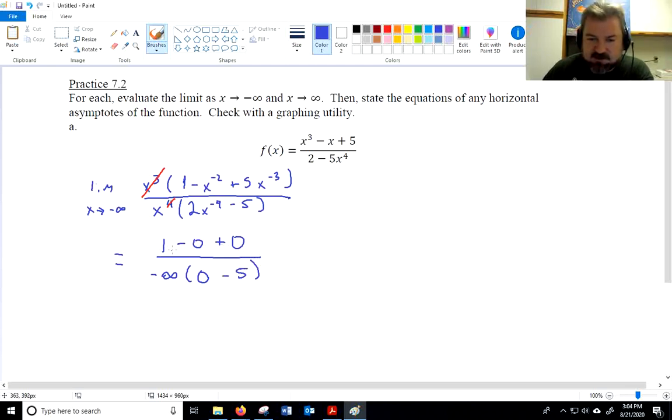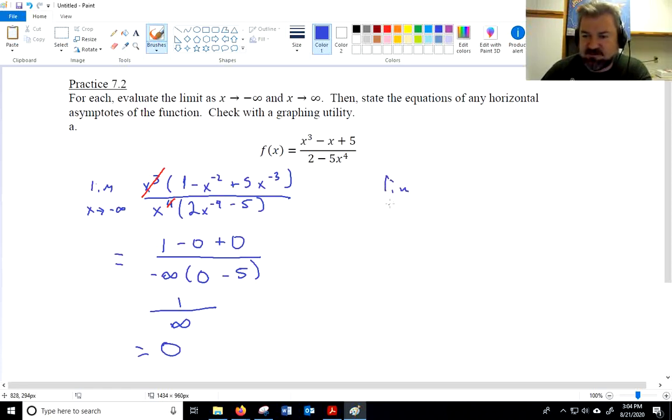All right, so what does this become? 1 over negative infinity times negative 5. That's actually a positive infinity. It turns out I don't care because going back to that same old situation, I have 1 divided by infinity. If I take 1 and divide it by a number that's getting bigger and bigger and bigger, I get a number closer and closer and closer to 0.